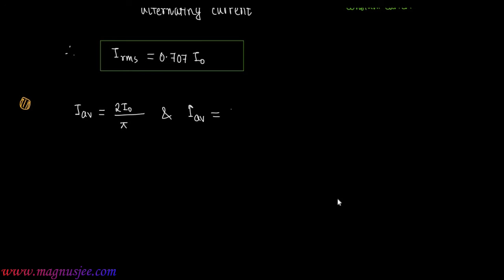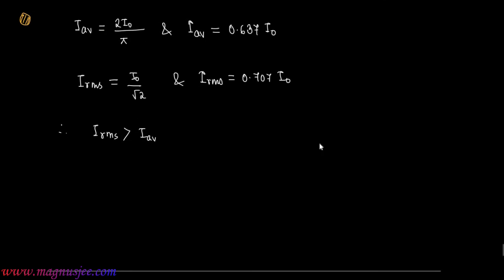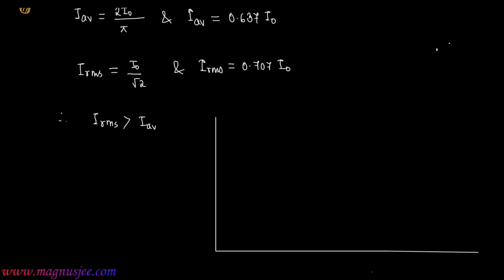Again, I average equals 2I₀ by π, and I average can be written as 0.637 times I₀. And I_RMS is equal to I₀ by root 2, that means I_RMS is equal to 0.707 times I₀. Therefore, I_RMS is greater than I average. The RMS value of current is greater than the average value of alternating current.